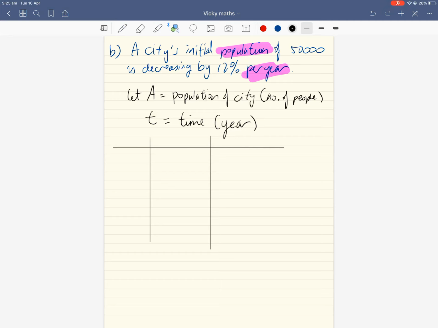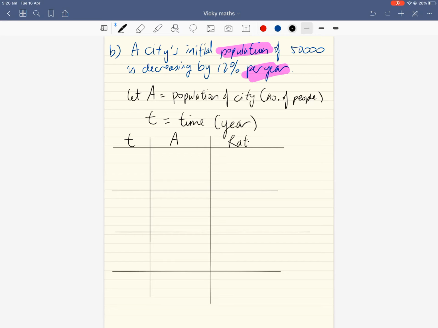So draw up a table. From the last example, we might need to draw up a bigger table space because we ran out of space before. So T, A, and a ratio. When time is 0, what is your initial population? The question tells us it is 50,000.